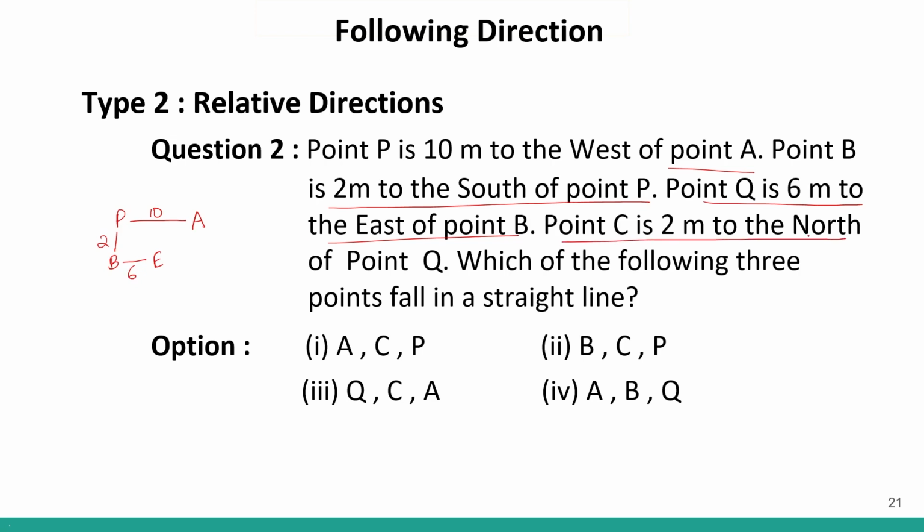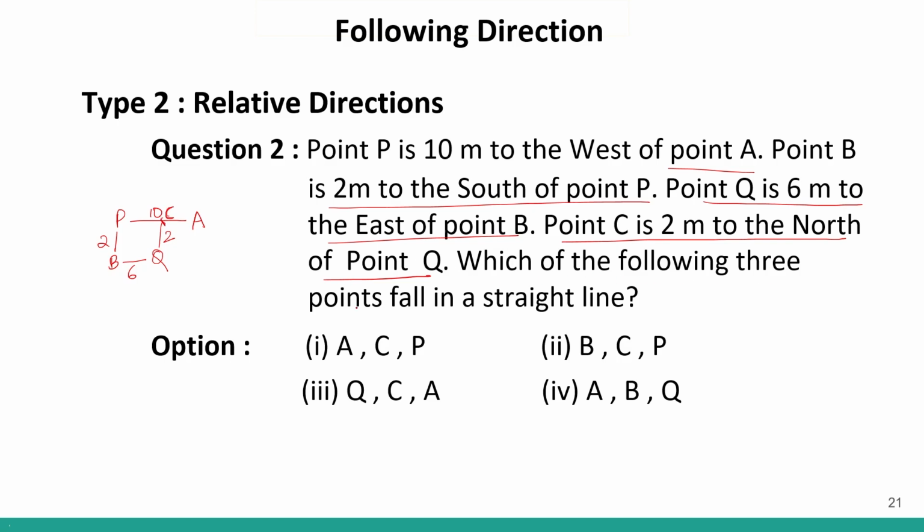Similarly, point C is 2 meter to the north of point Q. Sorry, this is Q. This is not E. Right. Point Q is 6 meter to the east of point B. Point C is 2 meter to the north of point Q. So it is 2 meter here, 2 meter north of point Q. This is point C. C will be here.